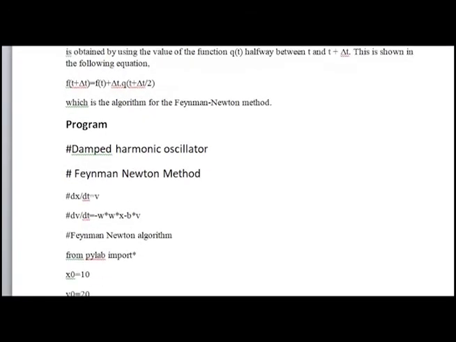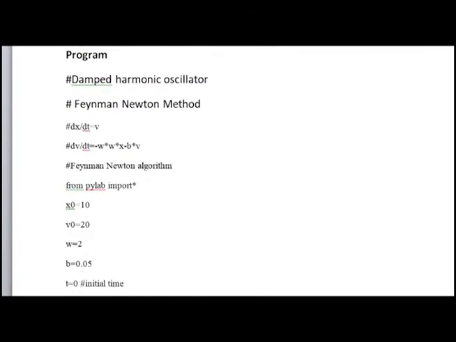Okay, so the damped harmonic oscillator with the Feynman-Newton method. We have dx by dt is equal to v, and dv by dt is what? Minus omega square x minus bv. Here b is the damping constant. I can use b or I can use c or anything. I'll write it as c, and here also I'll write it as c. That's all. c is my damping coefficient.